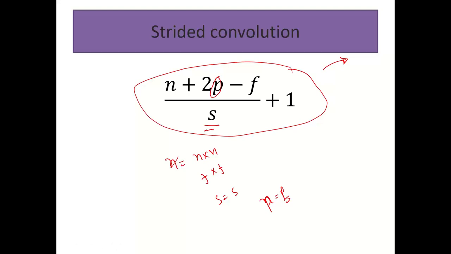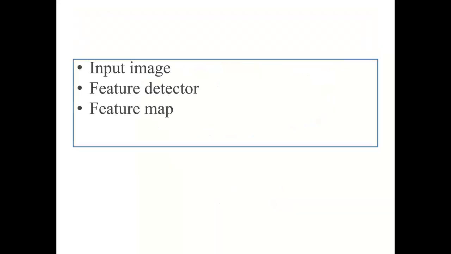Tomorrow we'll discuss downsampling, pooling, ReLU, and the fully connected layer, and I'll take an example. Before that, we need to remember three things from the convolutional point of view: input image, feature detector, and feature map. I think you understand what the input image, the feature detector, and the feature map are. And there are a lot of feature detectors available.